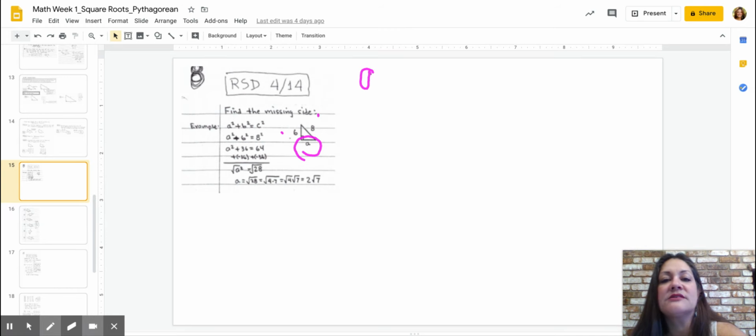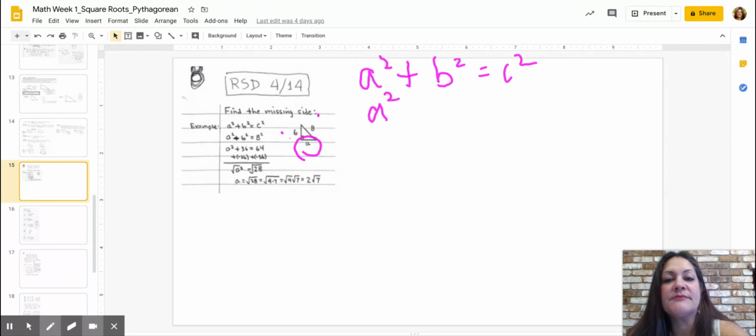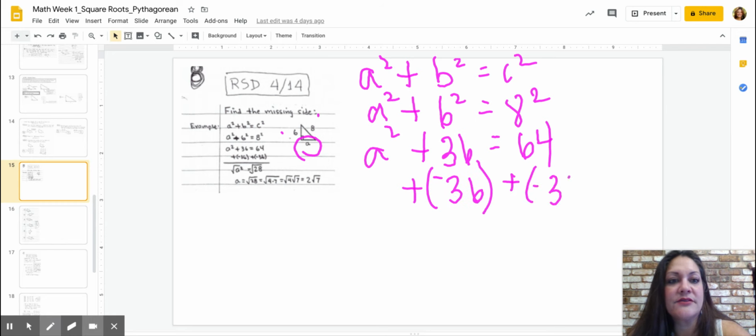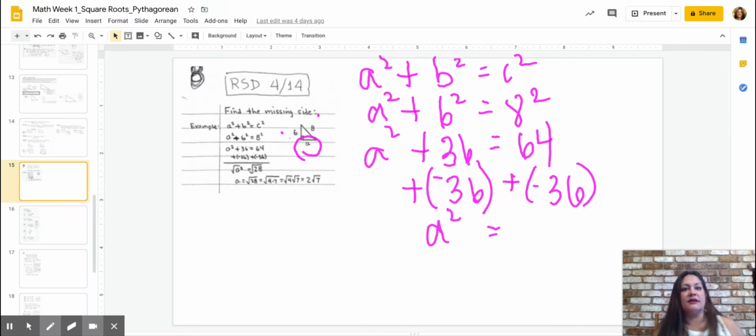So we have a squared plus b squared equals c squared. A is my unknown, b is 6, and c is 8. A squared plus 36 equals 64. I'm going to add the opposite, which is subtracting 36 from each side. Gives me a squared equals, let's see here, 64 take away 36. Should be able to do in my head, but we'll just use the calculator.